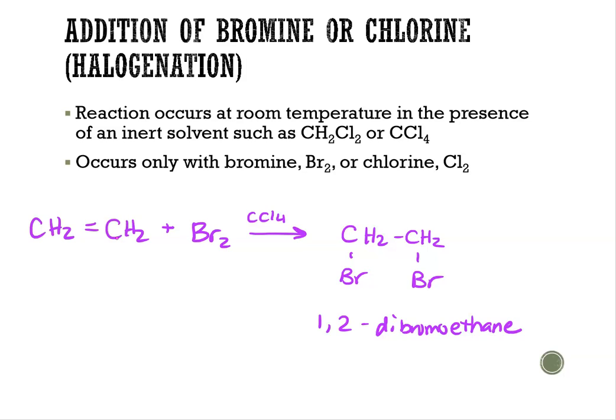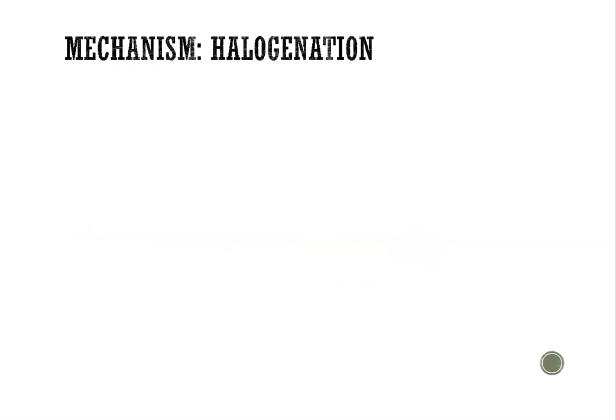Okay, so let's look at the mechanism of this. There's not really much more to this. There's no Markovnikov's rule here because you're just adding one on one side and one on the other side. There's no preference because each one gets one. Everybody's happy. Hooray. Okay, so let's take a look at the mechanism for halogenation.